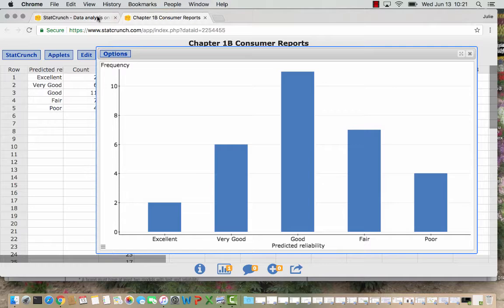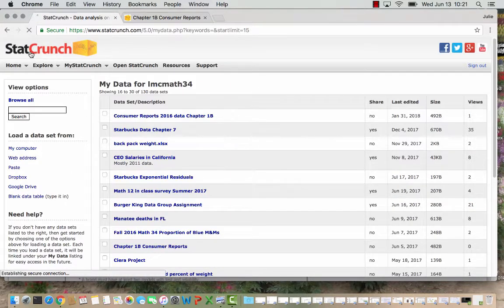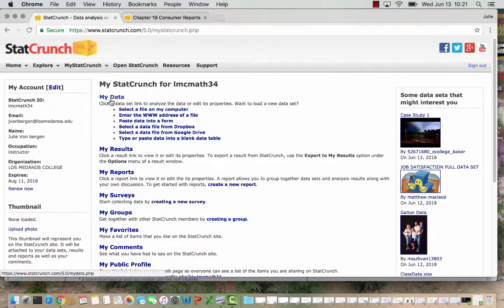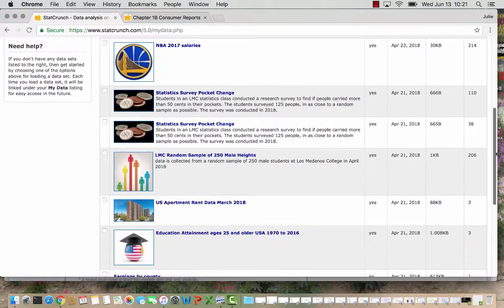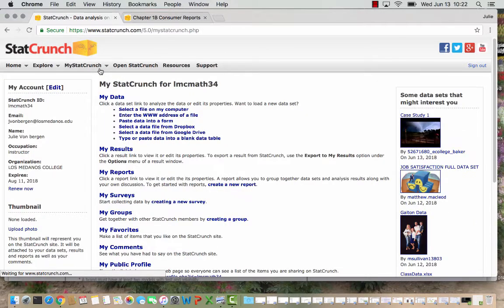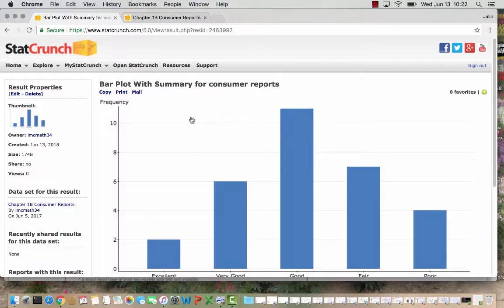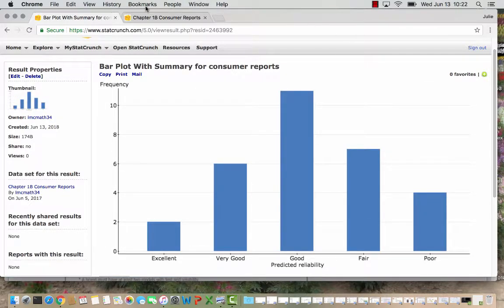To find your data when you're back home in StatCrunch, if you go to My StatCrunch and My Data, you'll find all of your data saved in there. And I have quite a lot of different graphs in here, but you would find my data there, or you can also go to My Results. And so here's my bar plot under My Results. And so you've got it always saved here if you want to come back to look at it.